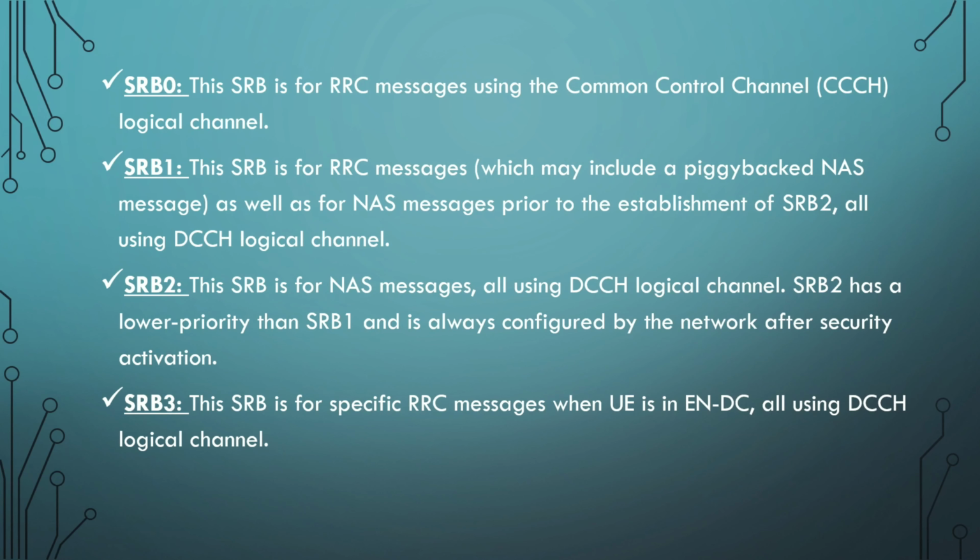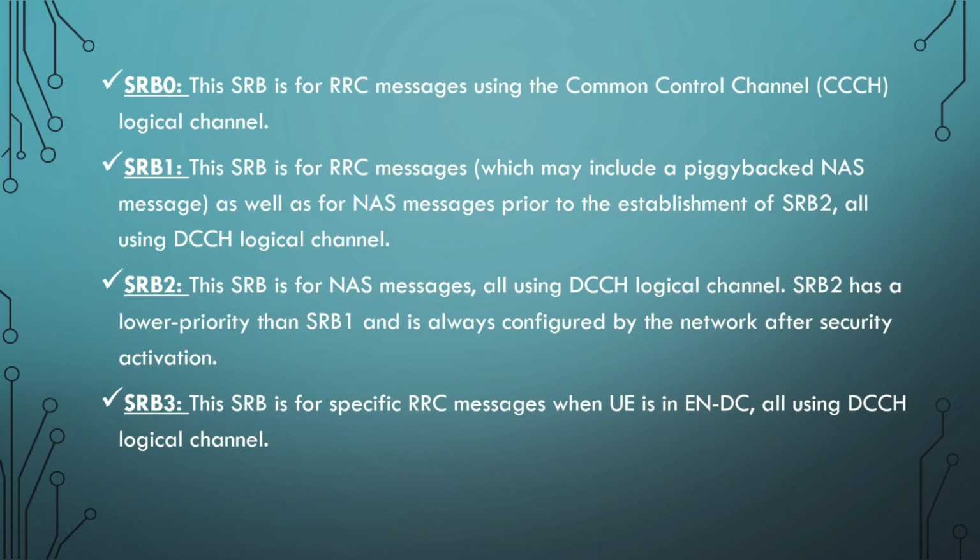Now SRB2. This SRB is basically for NAS messages, all using the DCCH channel, and SRB2 has a lower priority as compared to SRB1. It is always configured by the network after the security activation only.